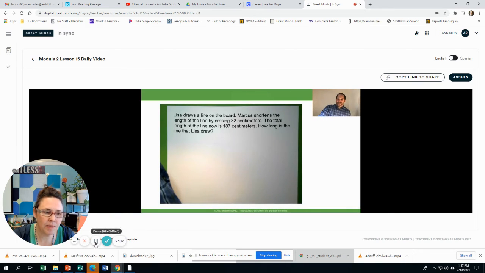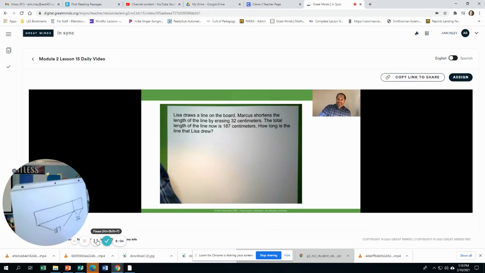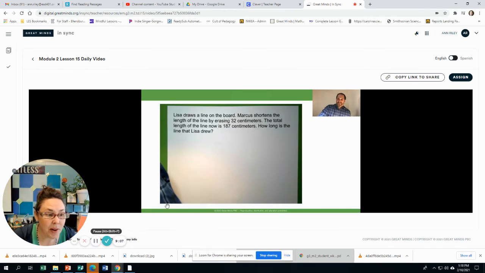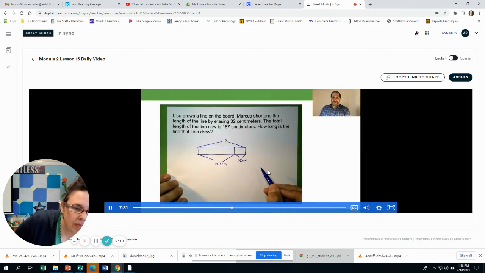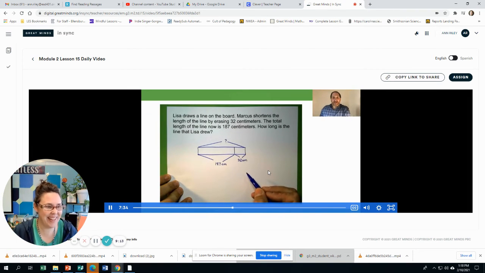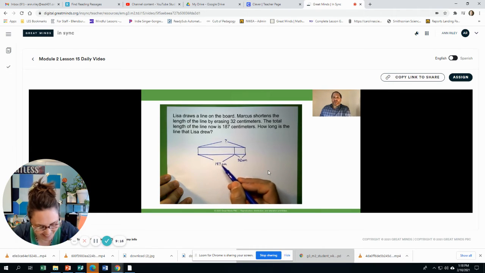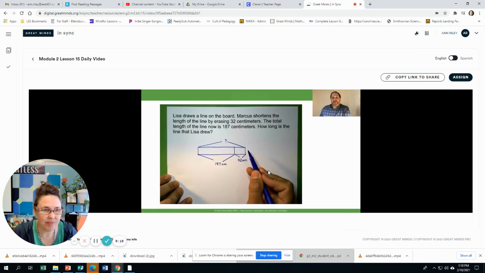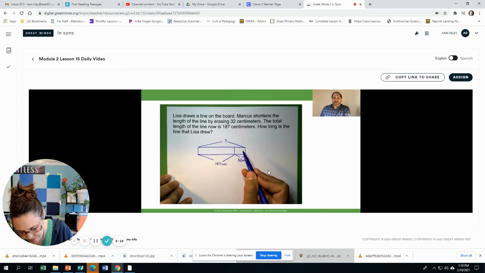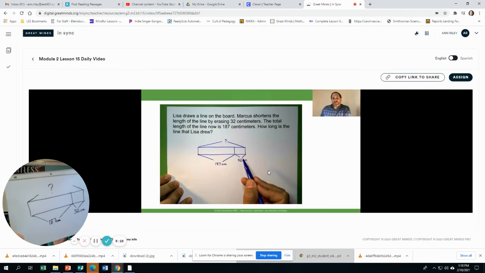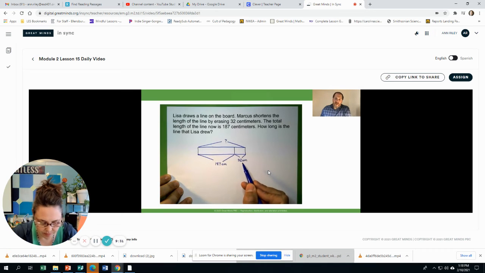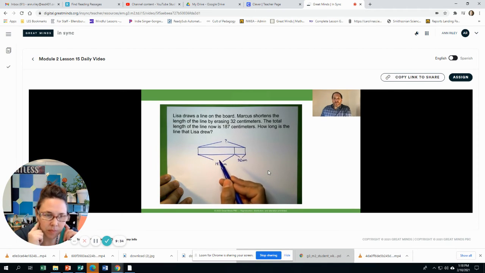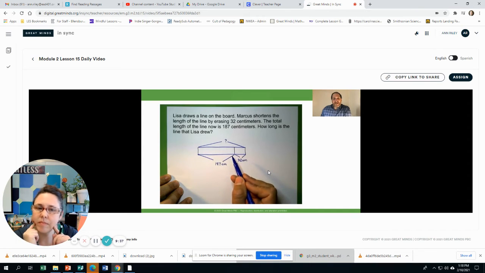All right, pause it. So what did you end up with? This is the drawing that I made. Let's see what Mr. White did. I chose to draw a tape diagram to represent this problem. I knew that we were trying to find the total length of the line that Lisa drew on the board. So I drew a full tape diagram to represent that amount. I took a chunk off the end to represent the 32 centimeters that Marcus shortened the line by erasing. We also knew that after erasing it, the line that was left was 187 centimeters. My unknown is the total length of that line.